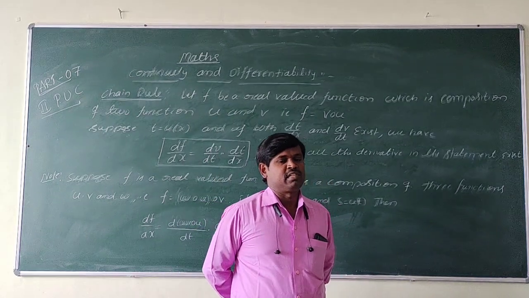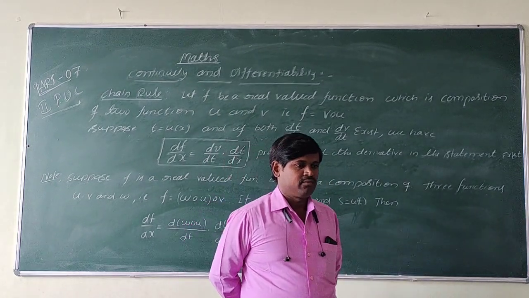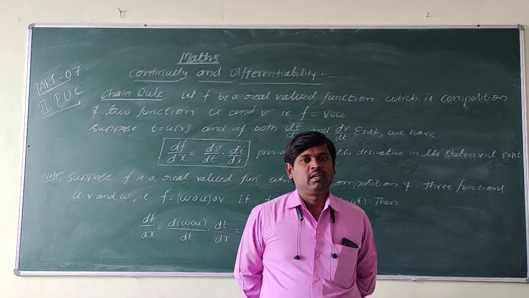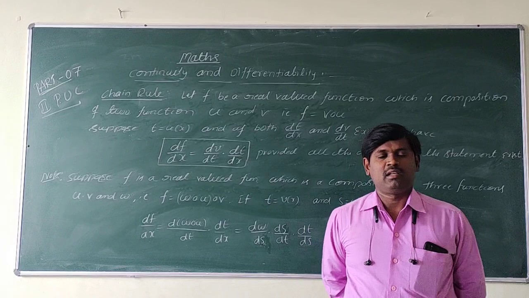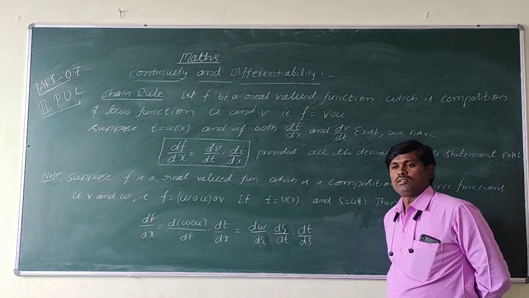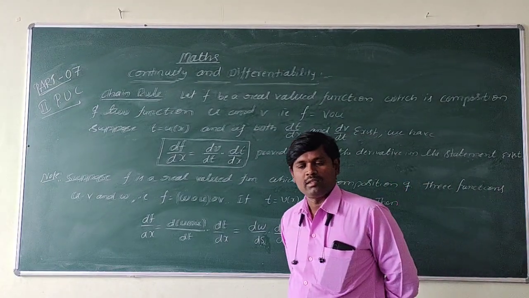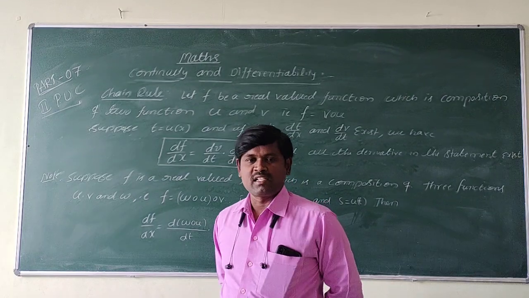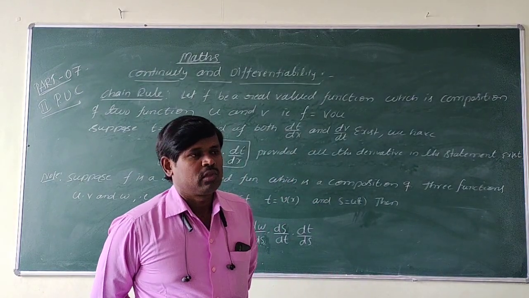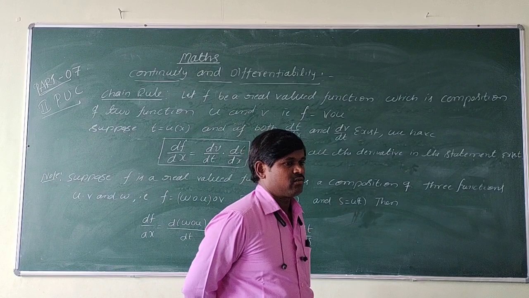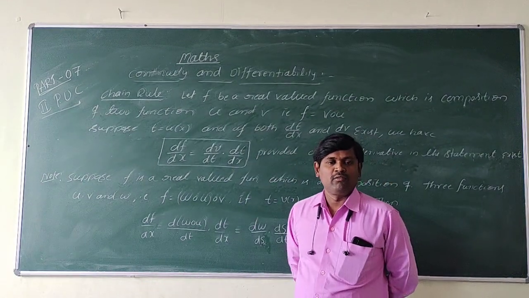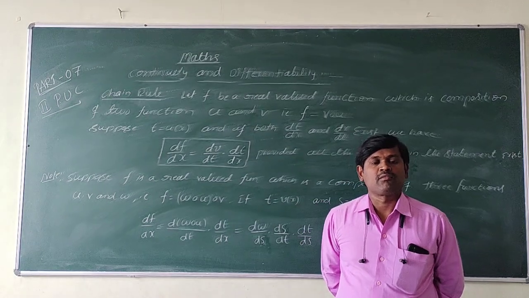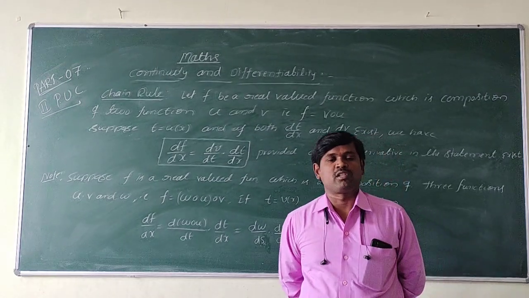We differentiated some functions with the first principle, and we differentiated some functions through formulas: the u plus v rule, the quotient rule, or the product rule. But we have not discussed the composition function, that means a function of a function. How do we differentiate a given function of the form function of a function? That means the composition function.